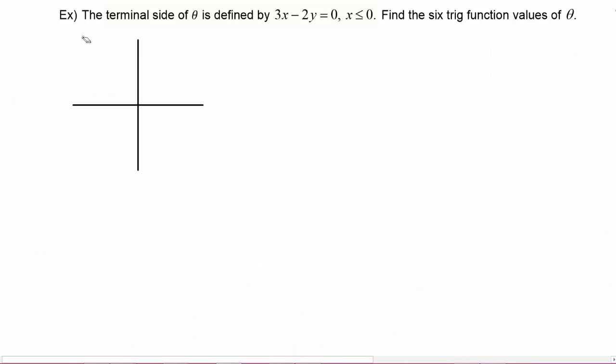In this example, we're given that the terminal side of theta is defined by 3x minus 2y is equal to 0, with x being less than or equal to 0. Now remember, from our pre-trig review, this is the equation of a ray. We know this would be a line all by itself, but with this part, that x has to be less than or equal to 0, that turns the equation of the line into the equation of a ray.